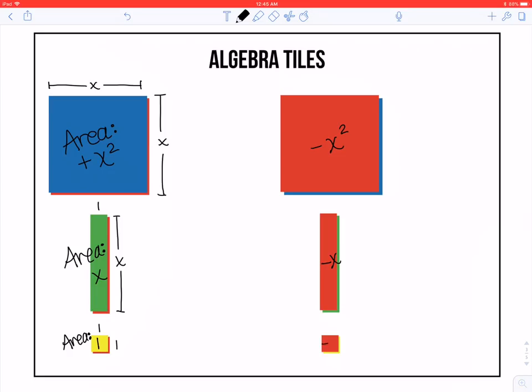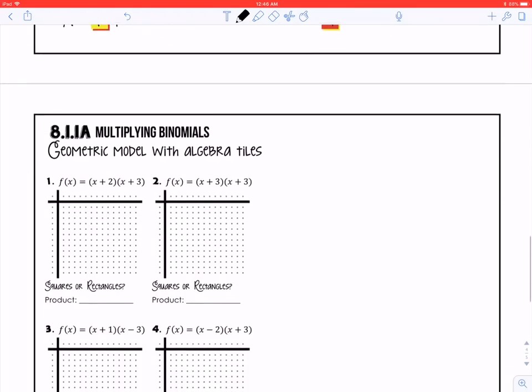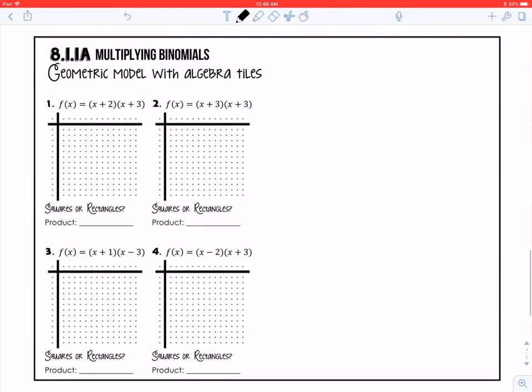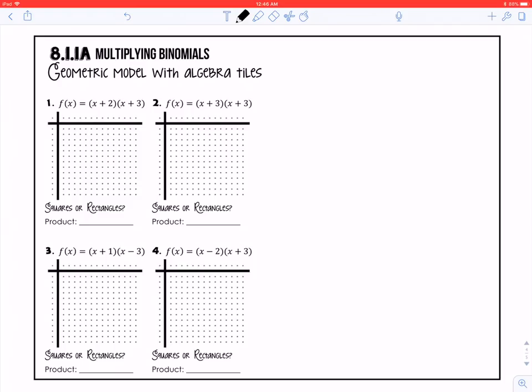If you flip it over to the other side, that's going to be the value of negative 1. Okay, so we have our large square, our rectangle, and our itty bitty square. And that's what we will be working with in order to multiply. So you should have a record sheet that will allow you to do some geometric discoveries here and some multiplying. We're actually going to hop to number 3 as our sample, x plus 1 times x minus 3.